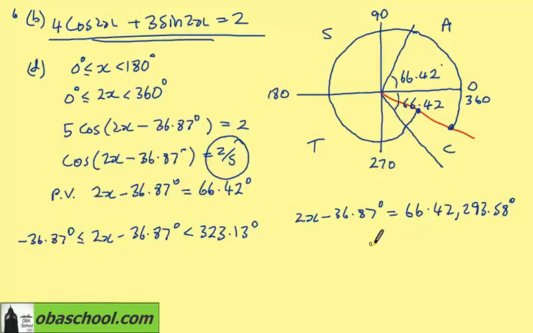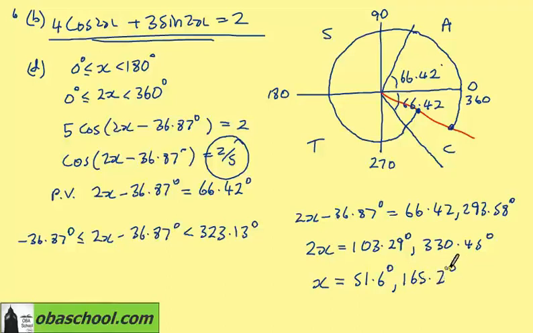What we need to do is add 36.87 to each of these values. So 2x is equal to 103.29 degrees, or 330.45 degrees. Then divide by 2 and give to the 1 decimal place required. We get 51.6 degrees and 165.2 degrees, which you'll note is back in the range required.